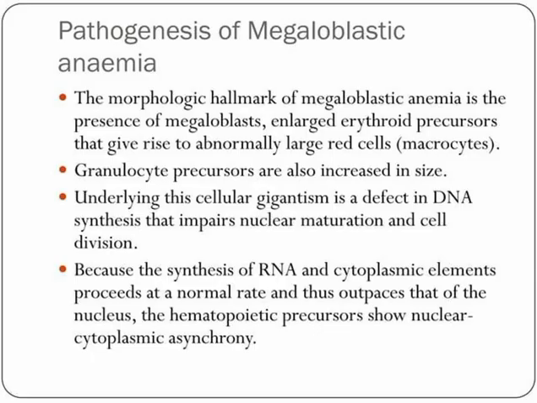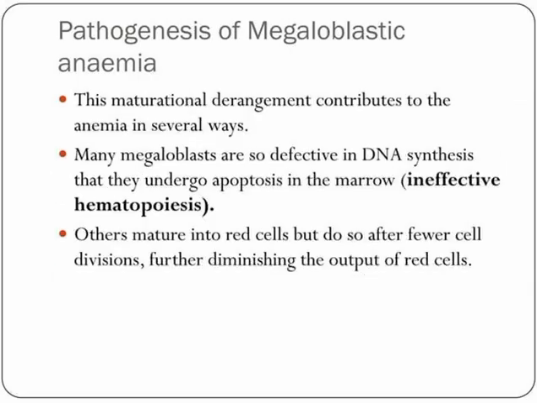Here is the nuclear cytoplasmic asynchrony. This is the most critical concept. While the nuclear maturation lags due to poor DNA synthesis, RNA and cytoplasmic elements continue to develop at a normal rate. Because the cytoplasm outpaces the nucleus, the cell grows excessively large before it is ready to divide, resulting in the characteristic large cells. This condition is known as nuclear cytoplasmic asynchrony.